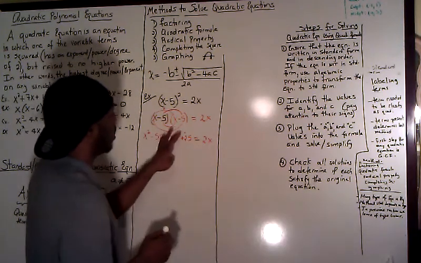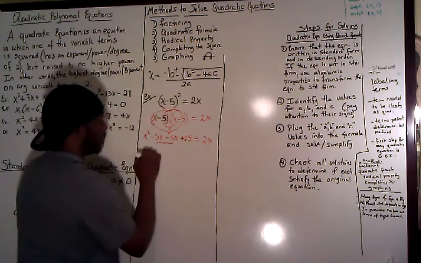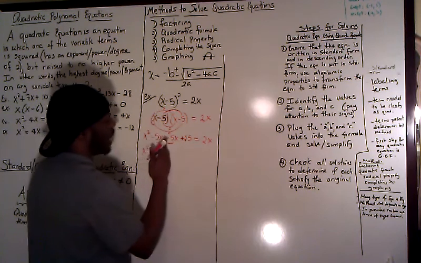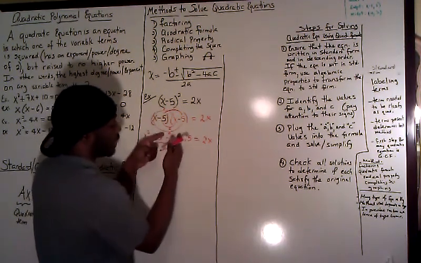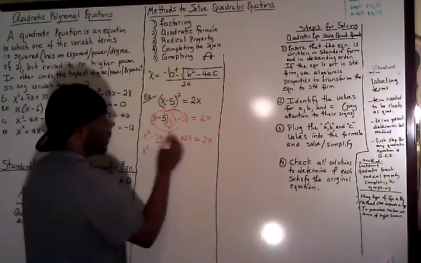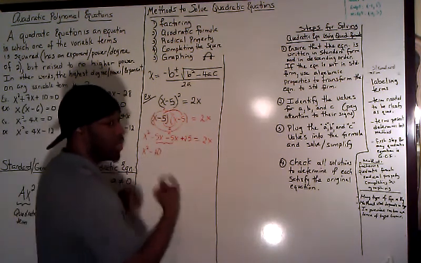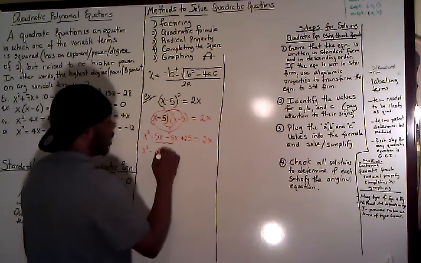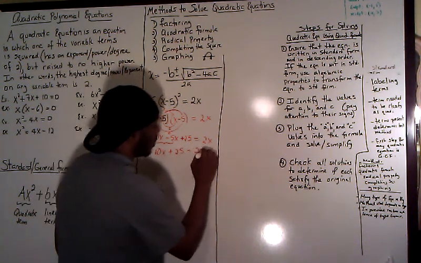The first thing I want to do is combine my like terms. These two terms are like terms of that equation, so I want to combine them. Negative 5x and negative 5x are like terms because they have the same power on the same variables. So we combine them: negative 5 minus 5 is negative 10x. We're not multiplying, we're just combining, or adding, or summing like terms. Negative 10x plus 25 equals 2x.